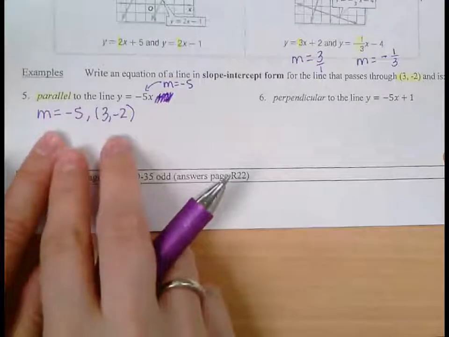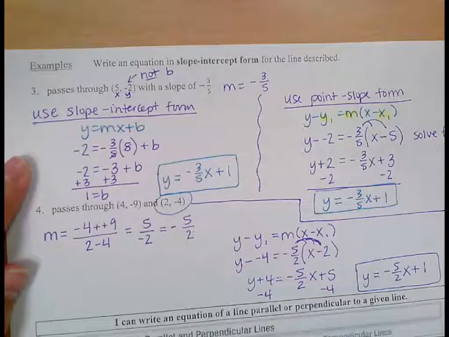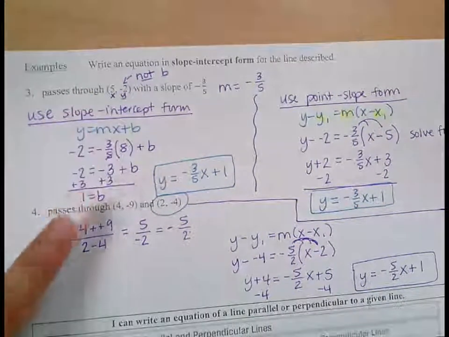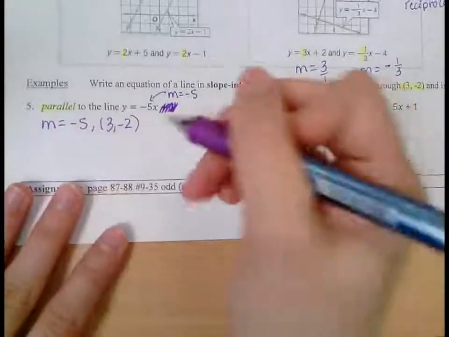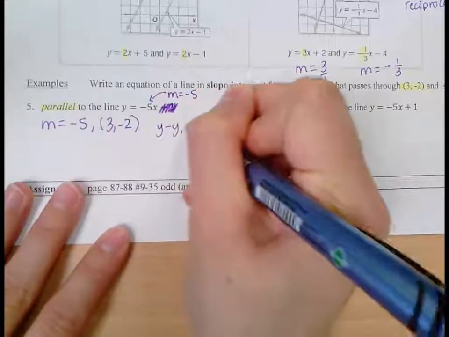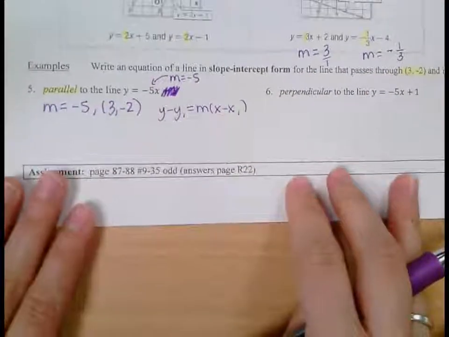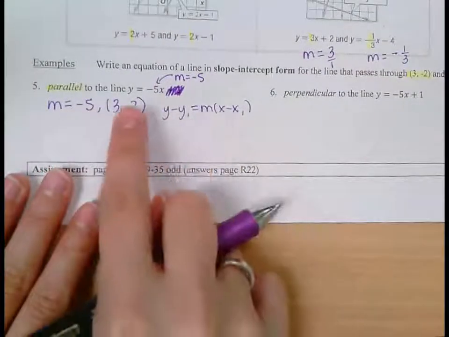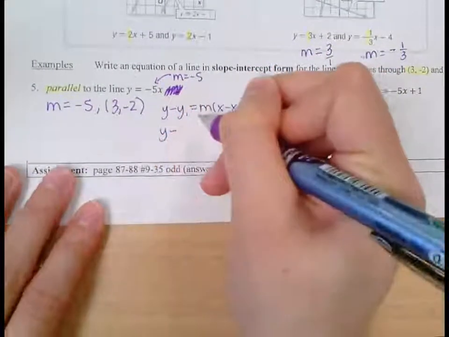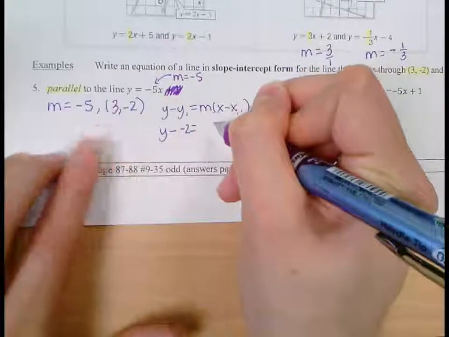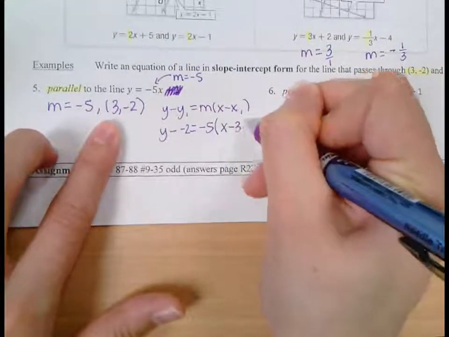So now I'm doing exactly what I did up in example 3. I have a point and a slope. Write the equation of your line. So either find b and plug them both in, or use point-slope form. So I'm going to use the point-slope form again. That's just my preference. So I'll write down y minus y sub 1 equals m times the quantity x minus x sub 1. Substitute in the m and the x sub 1, y sub 1 from the coordinates. So y minus the y coordinate, which is -2, equals m, which is -5, times the quantity x minus the x coordinate, which is 3.